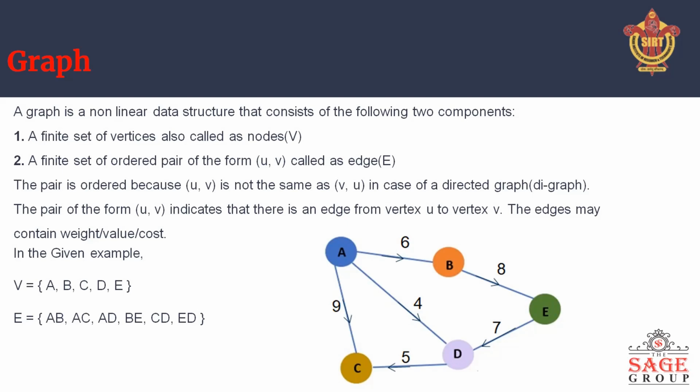Here in this diagram of a graph, we have a set of vertices A, B, C, D, and E, which are five vertices, and we have a total of six edges with respect to these vertices, which are AB, AC, AD, BC, CD, and ED. Each edge contains some numeric value, which is known as the weight or cost of that particular edge.